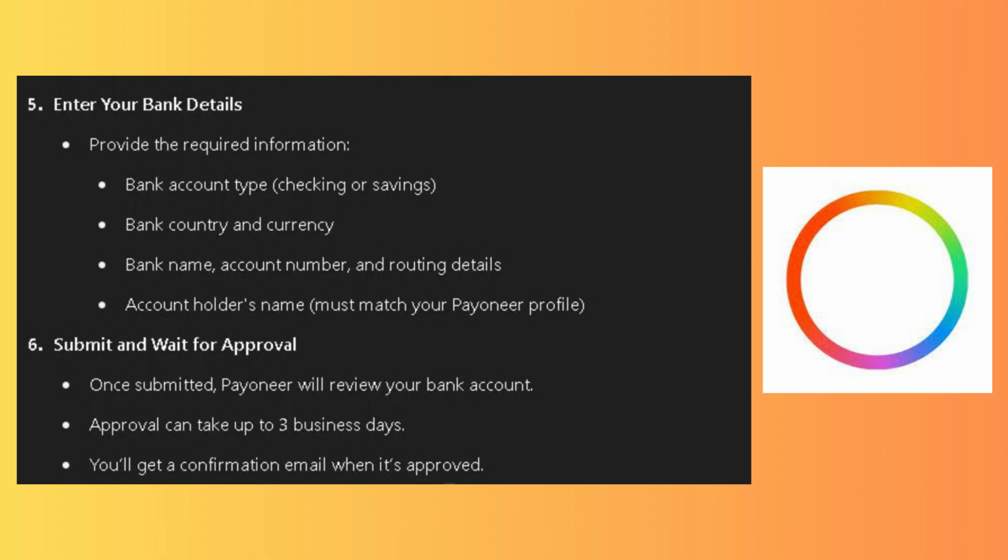And wait for approval. Once submitted, Payoneer will review your bank account. Approval can take up to 2 to 3 business days. You will get a confirmation email when it is approved.